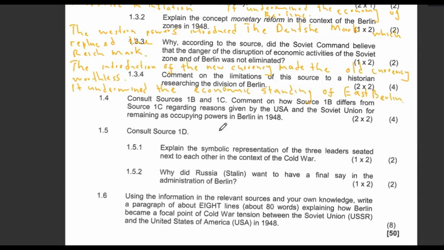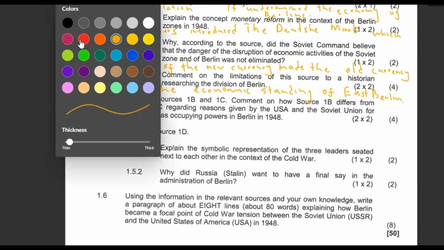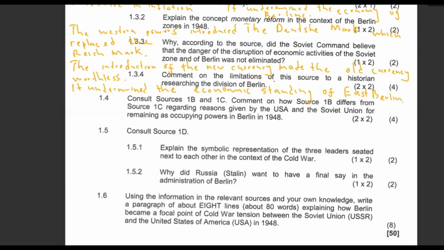So our limitation, I'll write the answer a little bit below. Comment on the limitations. You can say that it is written from a Soviet perspective, from a Soviet point of view. So we cannot trust such a source because it's not written from a neutral point of view. It is leaning towards the Soviets. So it is biased towards the Soviet Union.